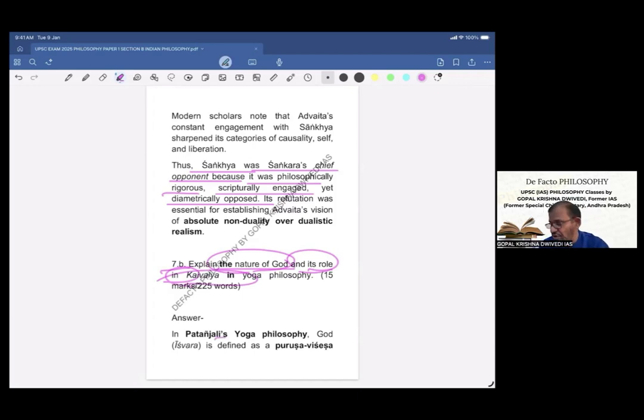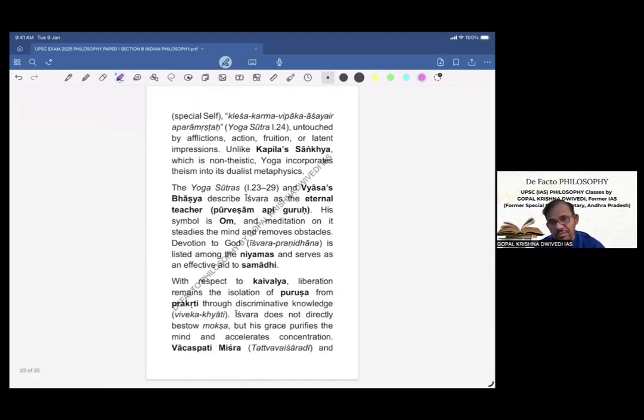In Patanjali's yoga philosophy, God is defined as a Purusha Vishesha. As you know, Sankhya and Yoga are combined, but the only difference is that in Patanjali Yoga, God is also there. So he is a special self or Purusha Vishesha. Klesha, Karma, Vipaka, Ashayair Aparamrishta. This is Yoga Sutra 1.24, which means untouched by afflictions, action, fruition, or latent impression. So this is the God in yoga philosophy.